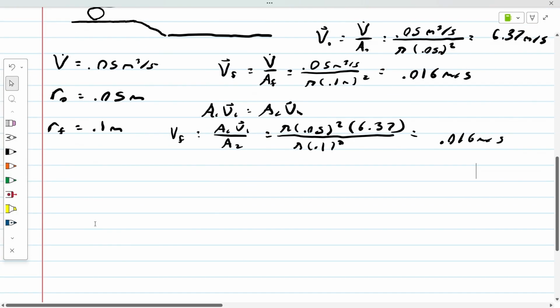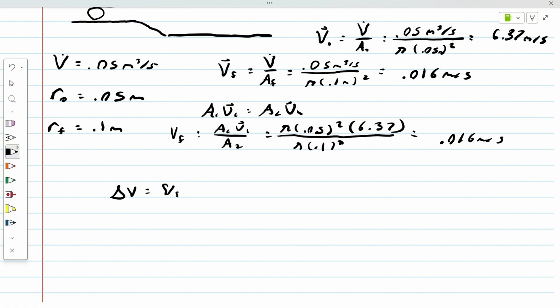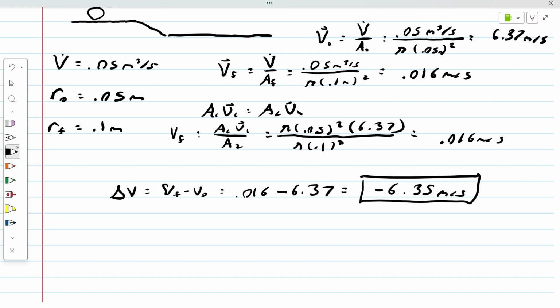And so now we just need to find the change in velocity, which is the velocity final minus velocity initial. This velocity is getting smaller since the pipe is getting larger. And so we get a change in velocity of negative 6.35 meters per second. And that'll be our final answer.